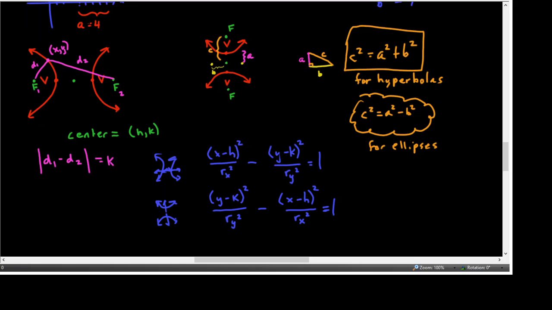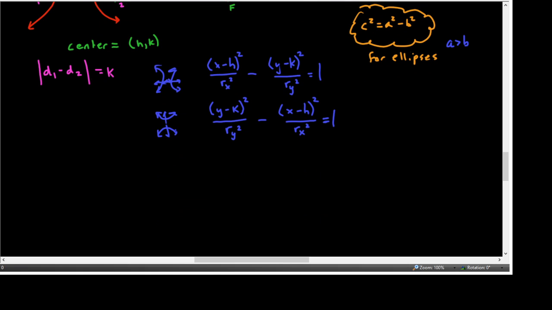So here, it's not the size of r sub x compared to the size of r sub y that matters. Because remember, for an ellipse, a was always bigger than b. But for a hyperbola, that doesn't have to be true. a could be greater than b, a could be less than b, a can even be equal to b for a hyperbola. So what matters here is which fraction, what I call the positive fraction, what variable is in it. In the first case, x is in the positive fraction. And in the second case, y is in the positive fraction. And so those are equations that you need to learn.